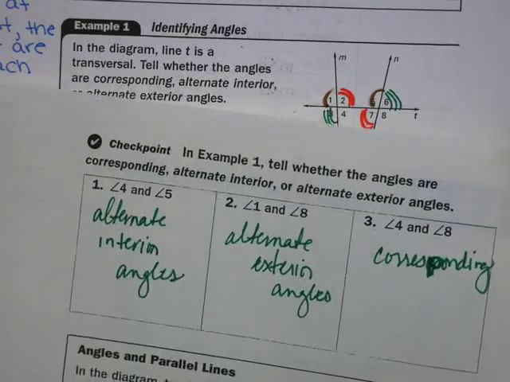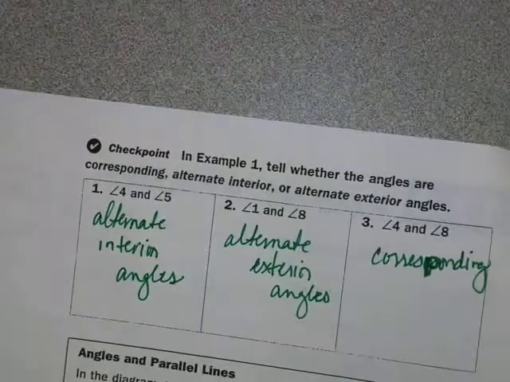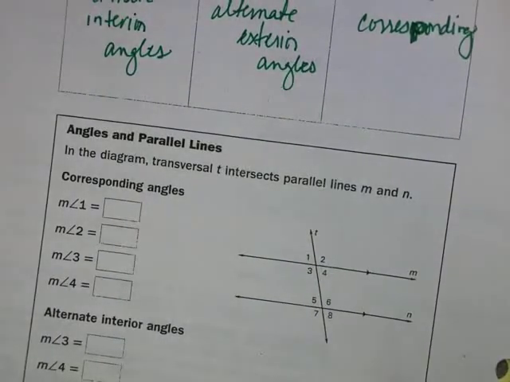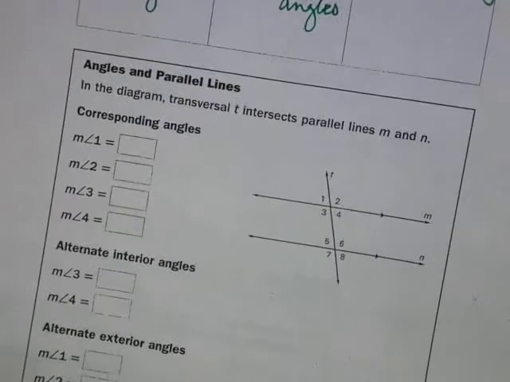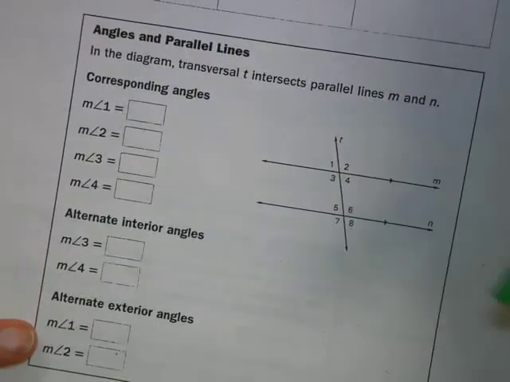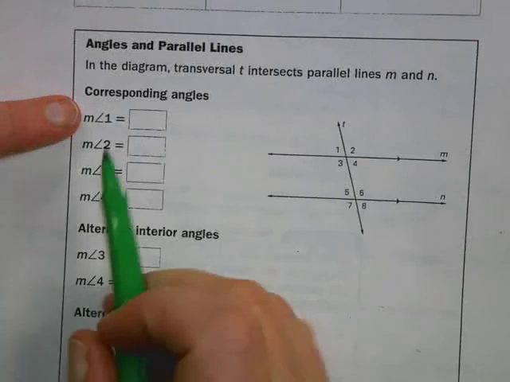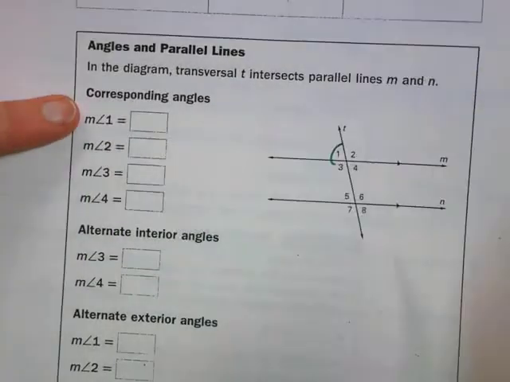So what we're going to do now in the next part is they want us to label what corresponds with each one, and then what's an alternate interior and an alternate exterior. Just to make sure this is in your brain one more time. So what corresponds with angle 1? What is in that same position? Angle 5, the measure of angle 5.